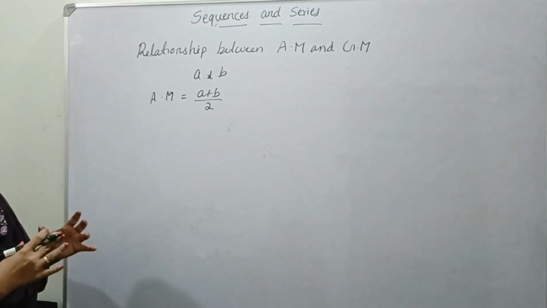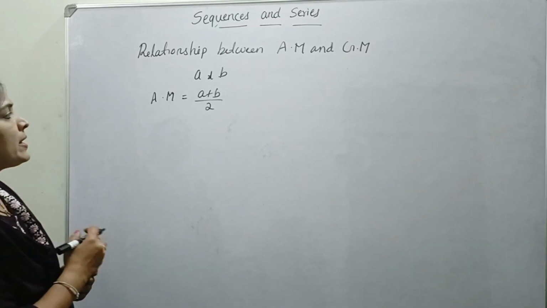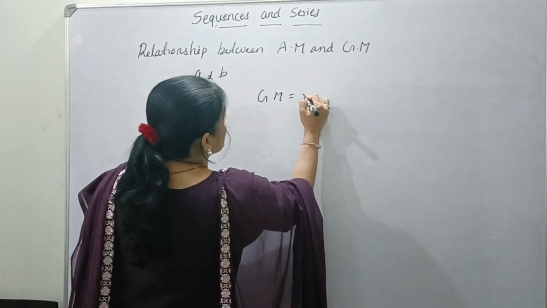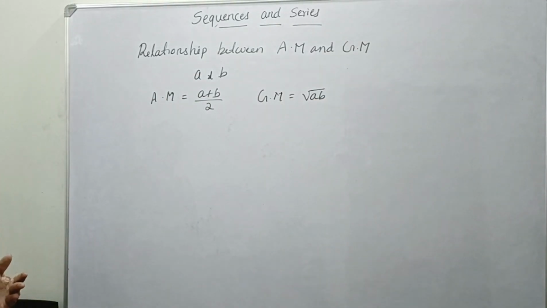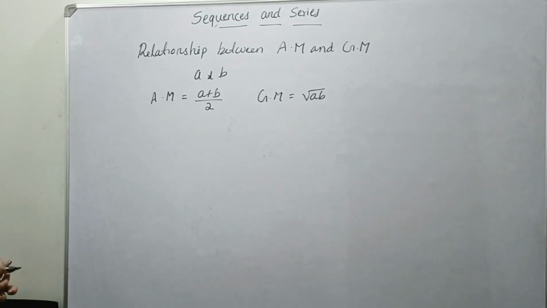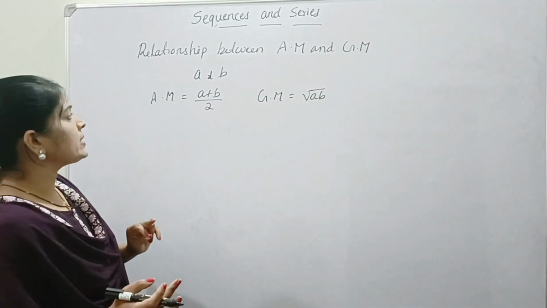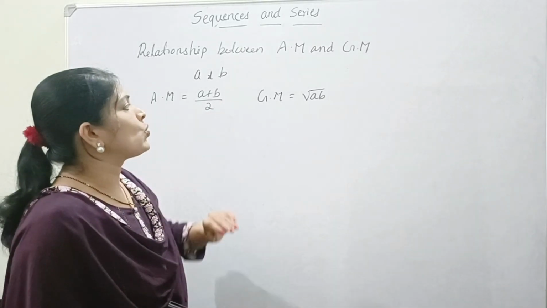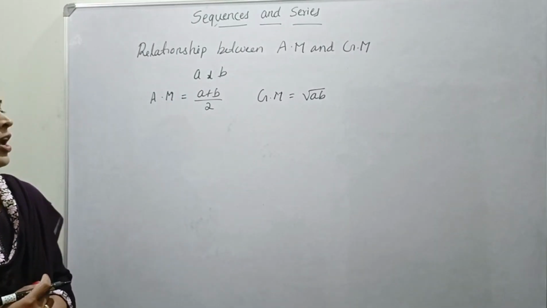That means that's the average. So the arithmetic mean of a and b is a plus b divided by 2, and the geometric mean of a and b is the square root of ab. Here a and b are any positive real numbers, and therefore the arithmetic mean of the two numbers a and b is a plus b divided by 2, and the geometric mean of a and b is square root of ab.